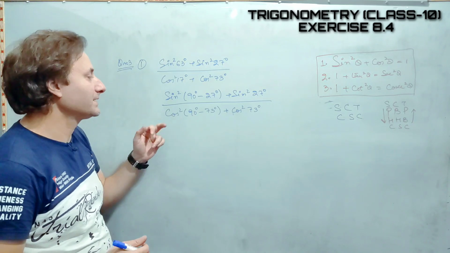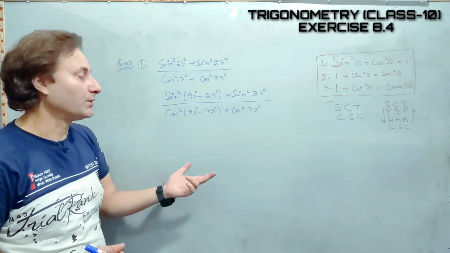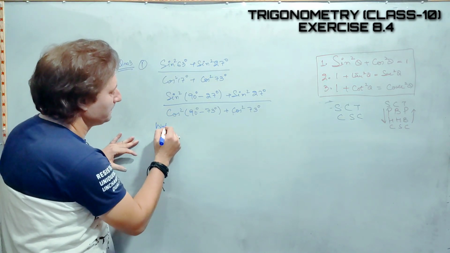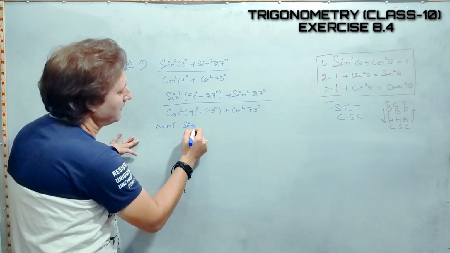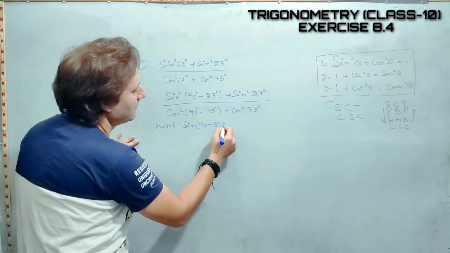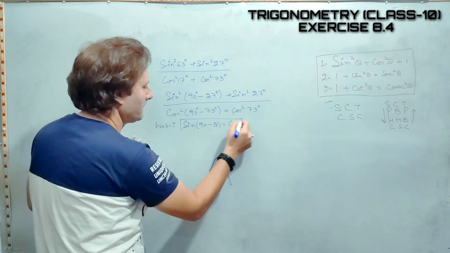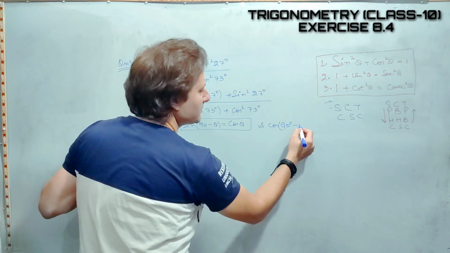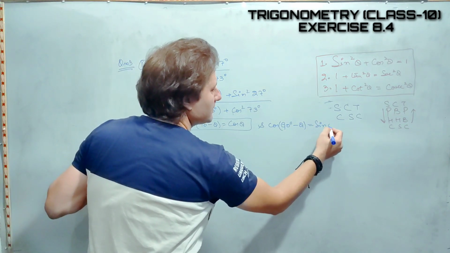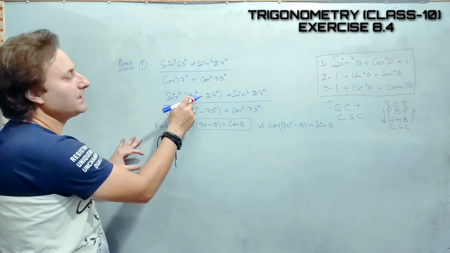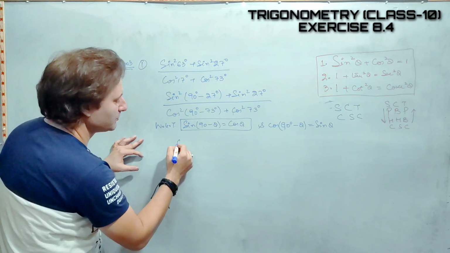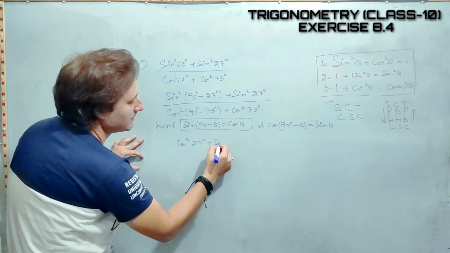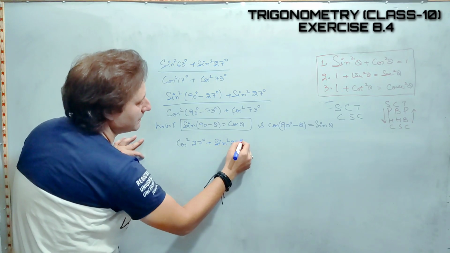You remember in our previous exercise, sin(90° − θ) is cos θ and cos(90° − θ) is sin θ. So that's what I will write here. Sin(90° − θ) is cos θ, and cos(90° − θ) is sin θ. So this is sin(90° − θ), but we have a square, so it is cos²27° plus sin²27°.